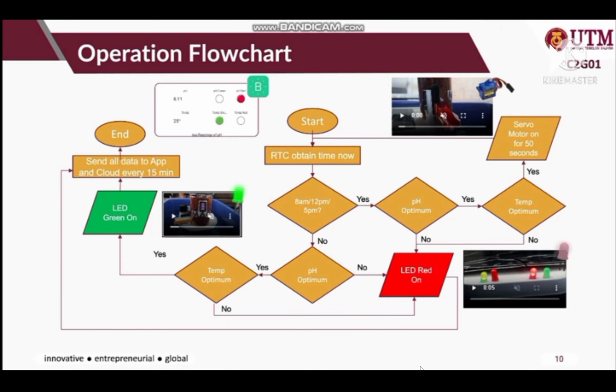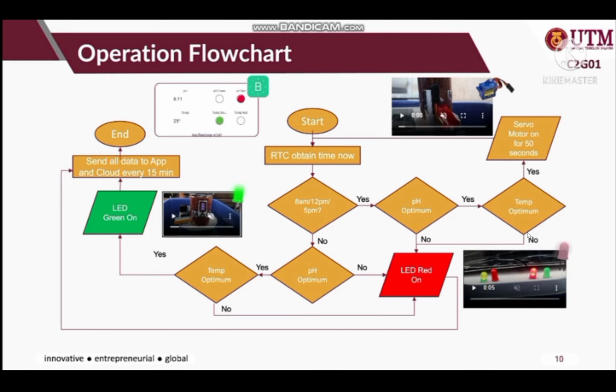Operational flowchart. So how does the device work? It starts with the RTC module obtaining the set time by the user to feed the fish and checks whether it is time to feed or not. Let's assume the user has set the feeding time to be at 8 am, 12 pm and 5 pm. When the time is the same as the specified time, the device checks whether the pH and temperature is optimum. If yes, the servo motor turns on and opens the food pot for 50 seconds.